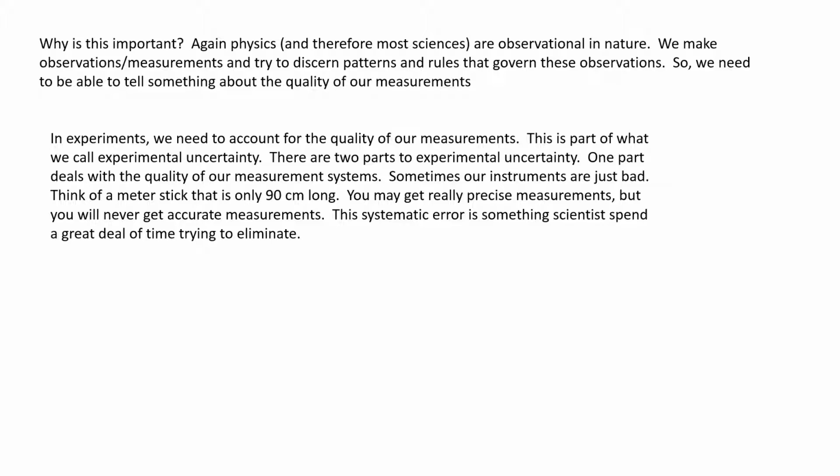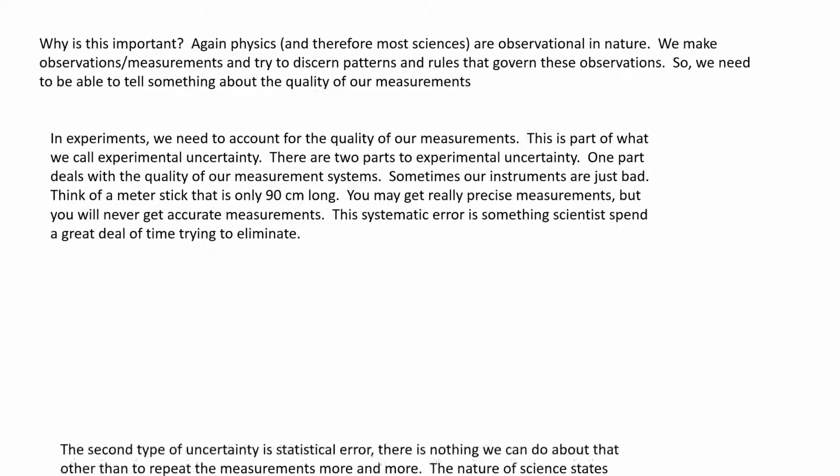Think of a meter stick that somehow got chopped off and is only 90 centimeters long. You may get measurements that are really precise. They all agree with each other, but if your measuring stick is wrong, you can never get an accurate measurement. This is called systematic error. It's something that scientists spend a great deal of time trying to eliminate. We make sure that our measurement tools are up to date and calibrated and well used.